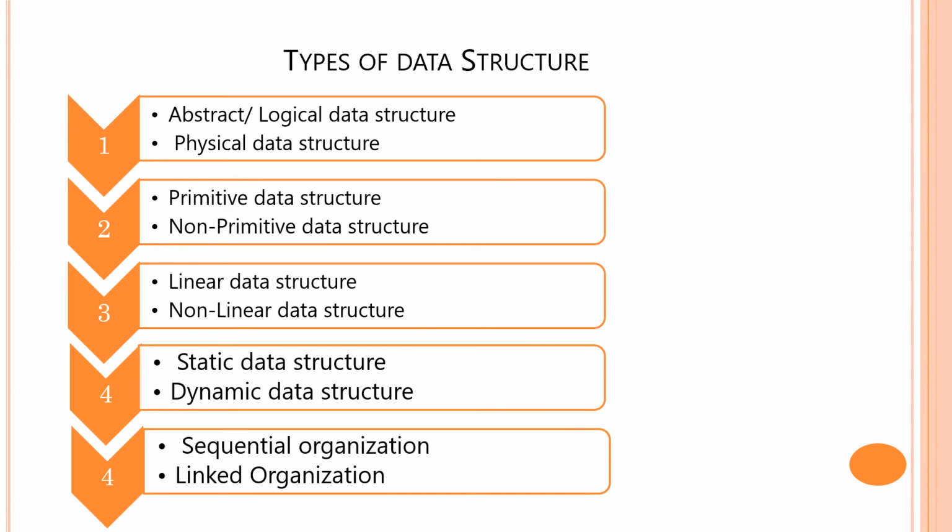Types of data structure. The first type is abstract or logical data structure and physical data structure. The second is primitive data structure and non-primitive data structure. The third type is linear data structure and non-linear data structure. The fourth type is static data structure and dynamic data structure. And the fifth type is sequential organization and linked organization.